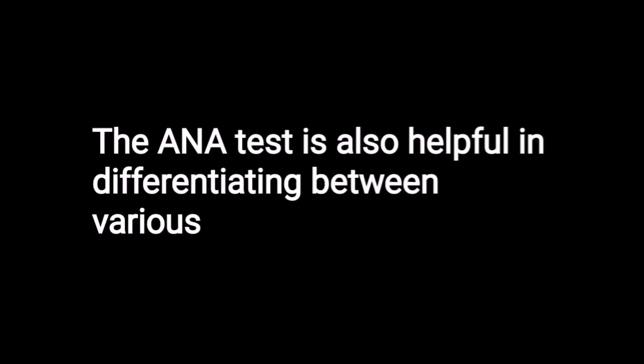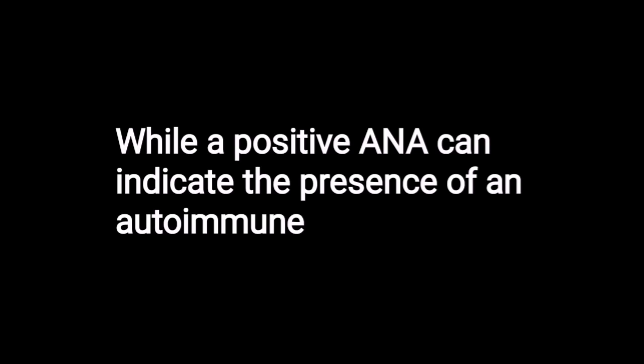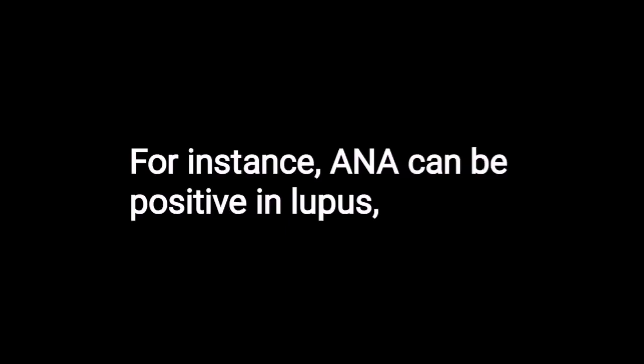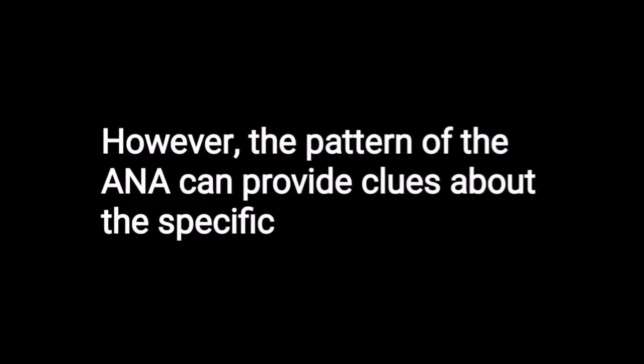Differentiating conditions. The ANA test is also helpful in differentiating between various autoimmune disorders. While a positive ANA can indicate the presence of an autoimmune disease, it is not specific to one condition. For instance, ANA can be positive in lupus, rheumatoid arthritis, scleroderma, and even in some healthy individuals. However, the pattern of the ANA can provide clues about the specific condition.